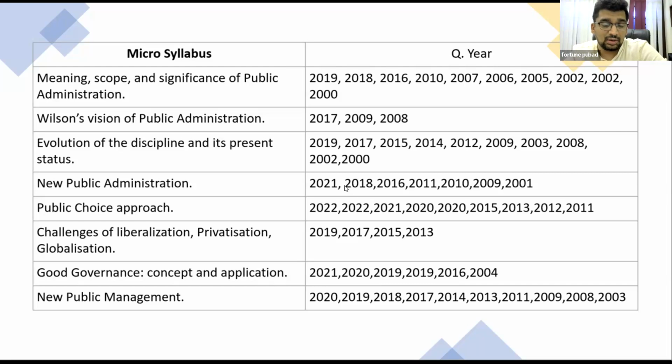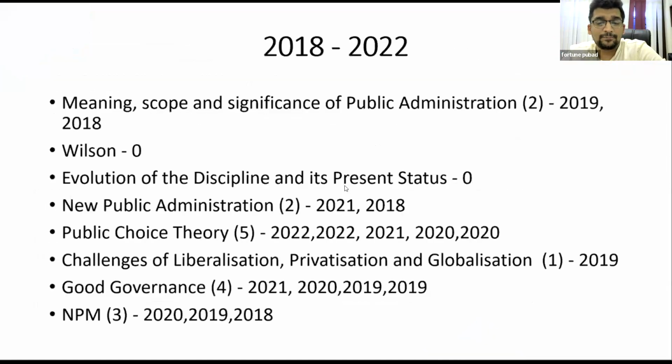Before starting this, I just want to show you the last 5 years' questions. These are the question numbers from 2018 to 2022. Look at the first part: meaning, scope, significance had only 2 questions. Wilson, they did not ask any question.